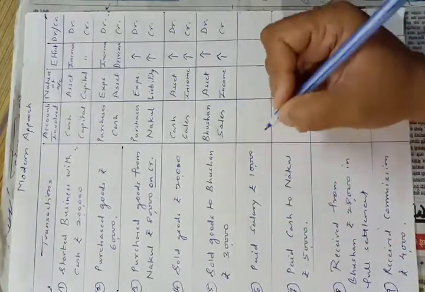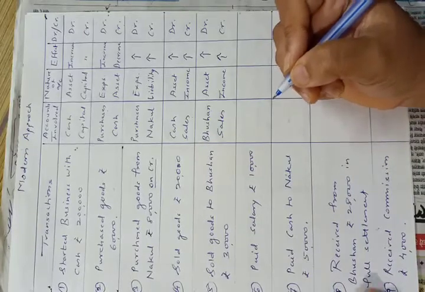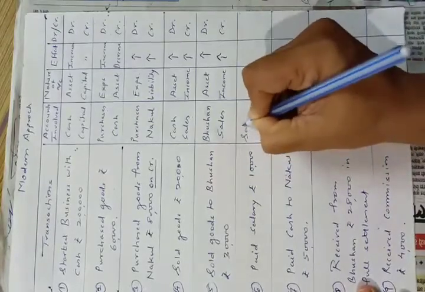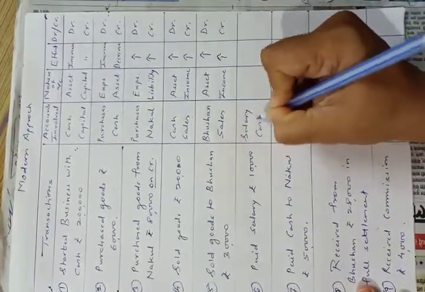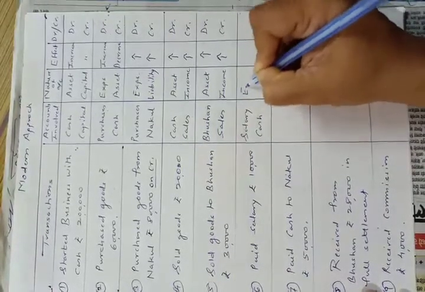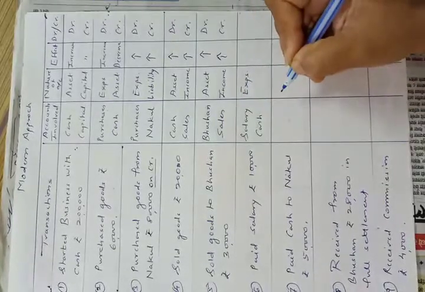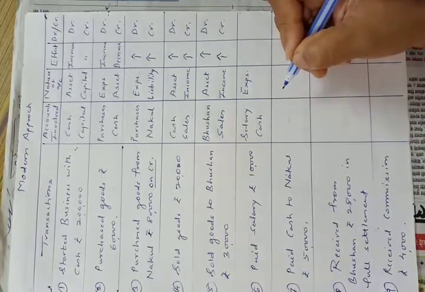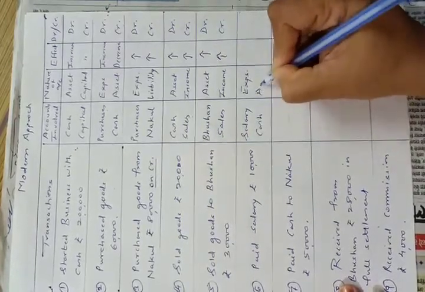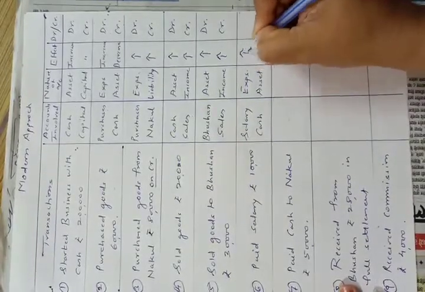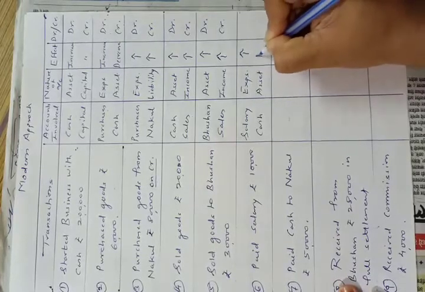Understood? Next entry now, paid salary rupees 10,000. So two accounts are involved here, salary account and cash account. Now salary, as we are paying salary, it is our expense. As an owner of a business, salaries are our expenses always, because we pay salary to our staff. And cash is asset.